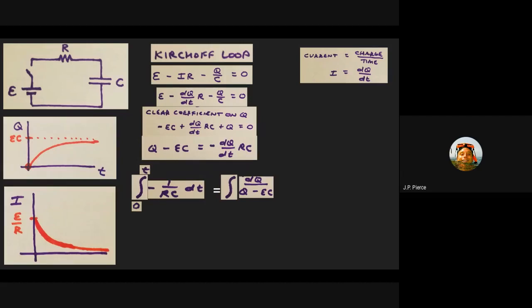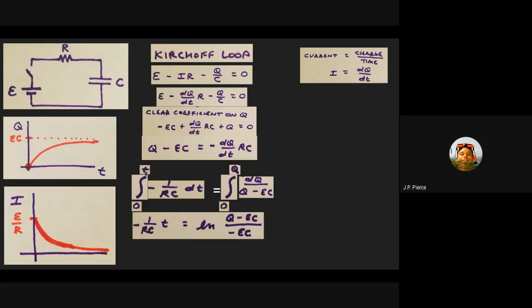On the right-hand side, we'll start with no charge on the capacitor, and then at time t, we're going to have some arbitrary charge q on the capacitor. And so now we're ready to integrate this thing. The left-hand integral is pretty easy. The dt just integrates to t, and then plugging in the limits, you'd have t minus 0. So it's just going to go here.